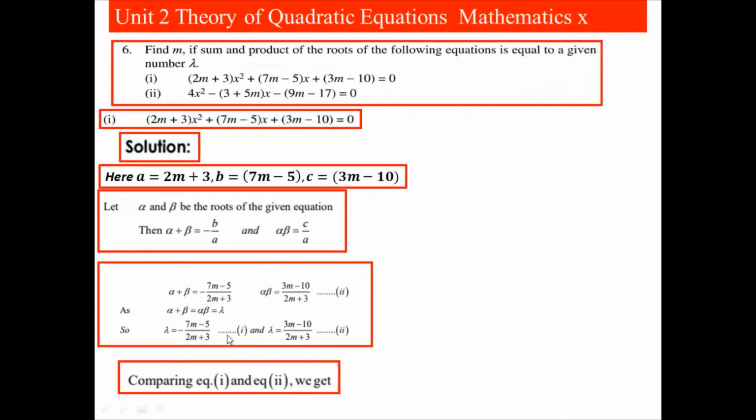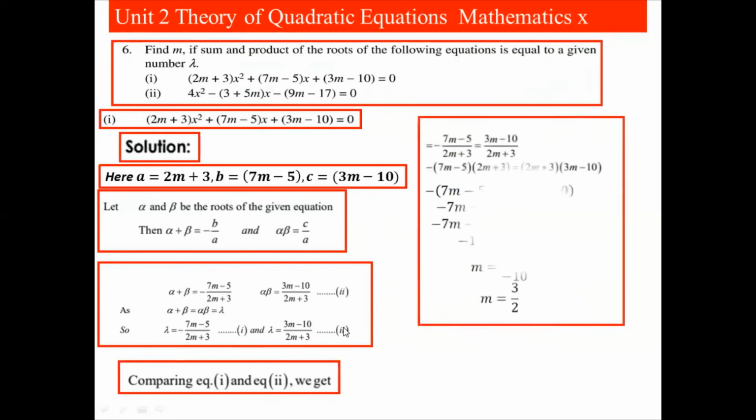So by comparing 1 and 2, we have this condition. Now by cross multiplication, this cancels out, or dividing both sides by 2m plus 3, we are left with minus (7m minus 5) is equal to 3m minus 10. So now multiplying out the minus, we have minus 7m plus 5 is equal to 3m minus 10. So we have to shift this to the left hand side of the equation, and this 5 to the right hand side of the equation.